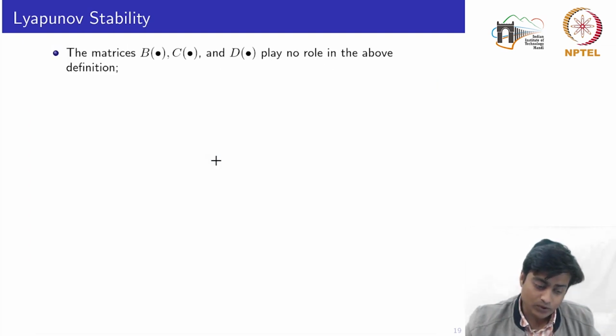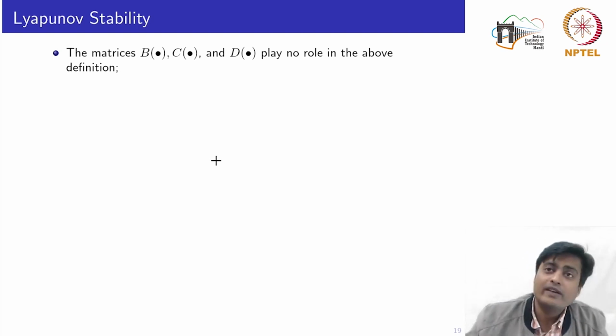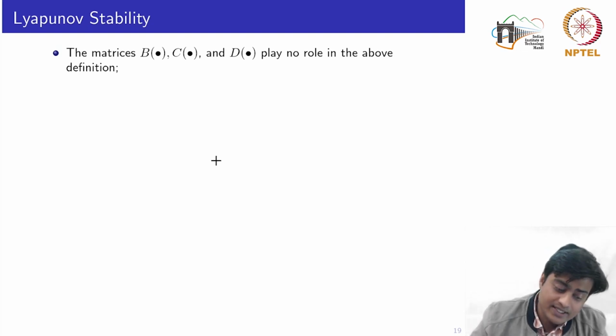One important thing to notice here is that although we have defined the system in terms of the A, B, C, D matrices, the rest of the matrices except the A matrix played no role in the above definition.